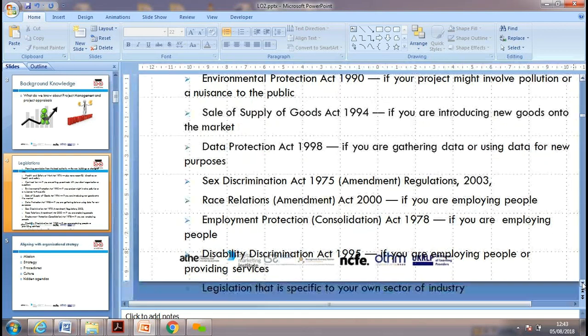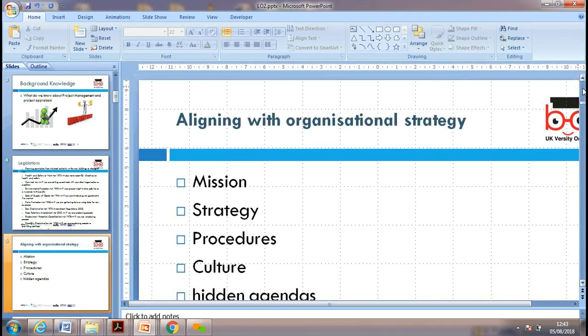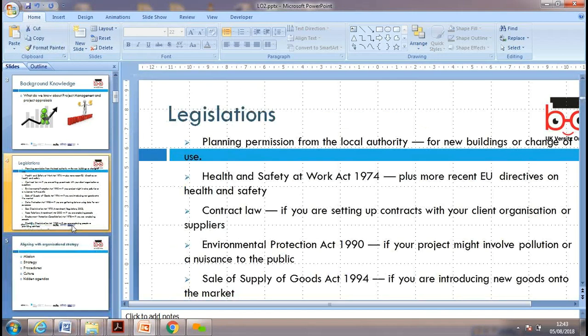Employment Protection Act 1978: we need to look at disabled people and provide them opportunities as well. We need to make certain adjustments so they can work in our organization and contribute towards the project. Any question? No.